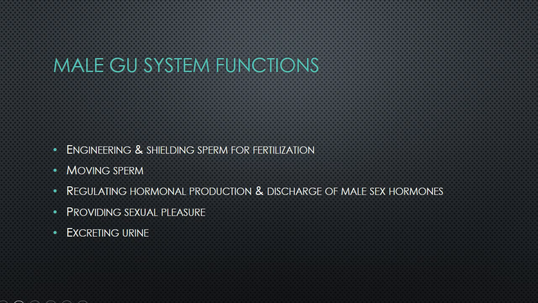In the male, it also engineers and shields sperm for fertilization. It moves sperm, it regulates hormonal production and discharge of male sex hormones, which with the male you have androgen and testosterone. They have estrogen, but it's not as much, just like the woman has some testosterone, but it's not as much. The male sex organ provides sexual pleasure, and it excretes urine.